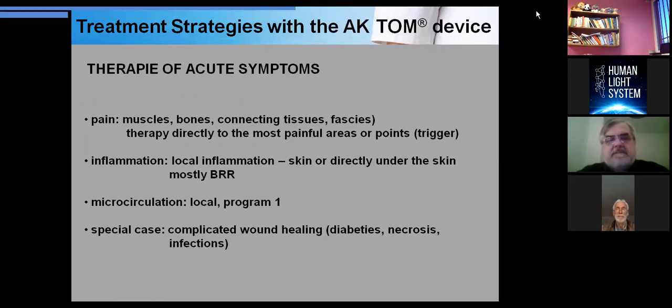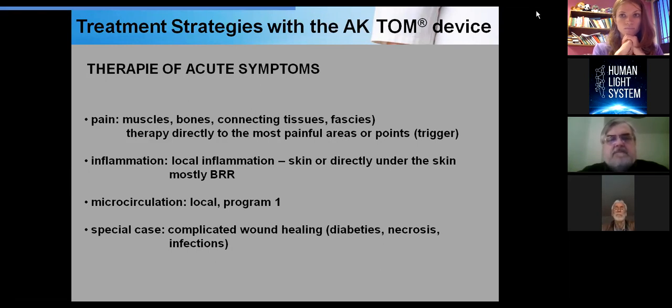At last, the therapy of acute symptoms and local effects. This is mostly pain in muscles, bones, in connective tissues. You can influence these points directly with program 1. If you want to activate the tissue, for instance, fascial tissue, then you use program 1. If you want to deactivate, for instance, muscle activities or the so-called trigger points in muscles, which are very painful, hard fixed points in the muscle, if you can find them, you can deactivate them using program 2.